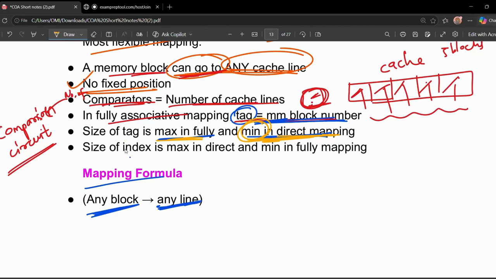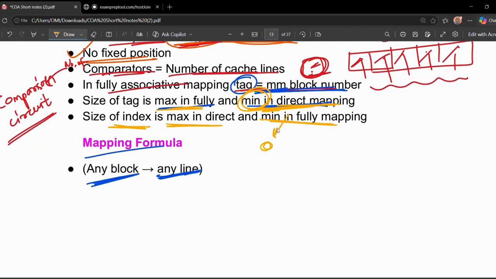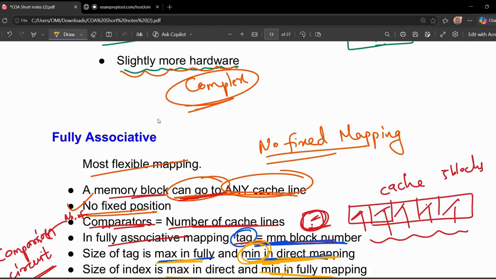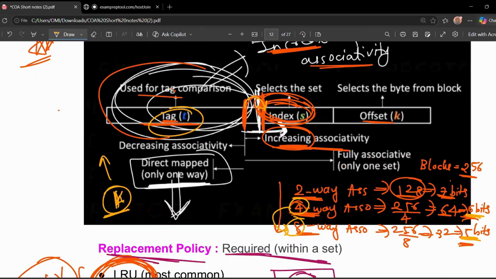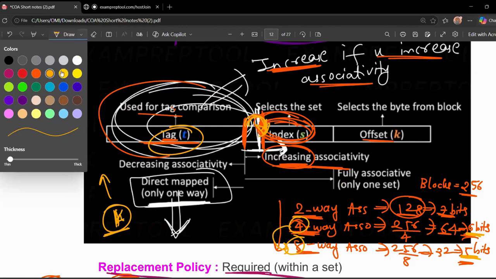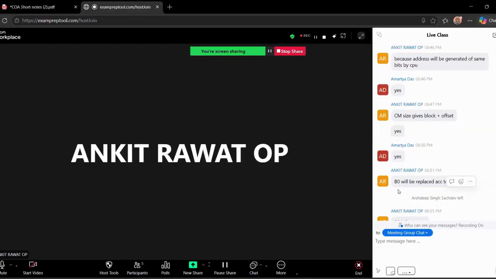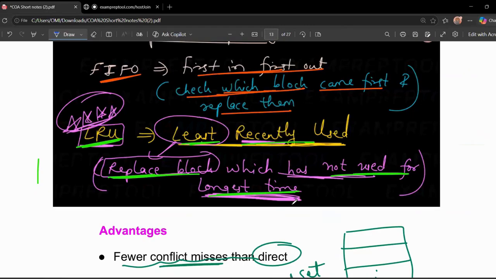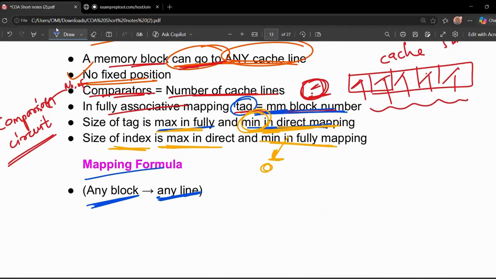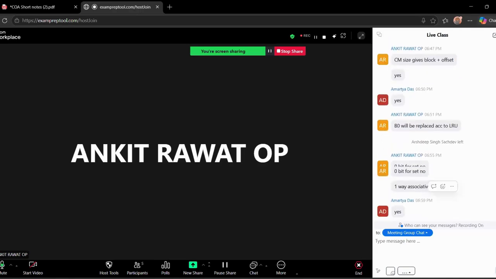Now, what is the size of the index? The size of the index is maximum in direct mapping and minimum in fully associative. Why minimum in fully? Because in fully it is zero. But why is it maximum in direct mapping? Because you don't have to shift your bits. So that's why the size of the index is maximum in direct mapping and minimum in fully associative. Got it?